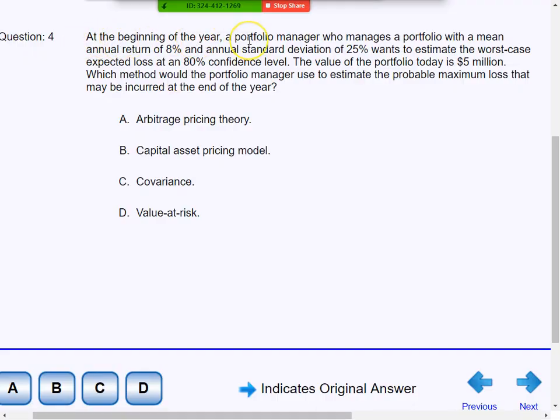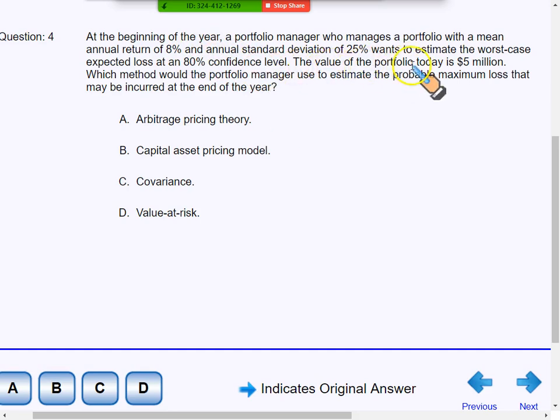At the beginning of the year, a portfolio manager who manages the company's investment portfolio with a mean annual return of 8%, I don't care what it is. Annual standard deviation 25%, okay, so what? Wants to estimate the worst case expected loss at 80% confidence level. What this sentence is telling me is that they are going to use standard deviation, mean returns, and a confidence level. These are the indications of value at risk.